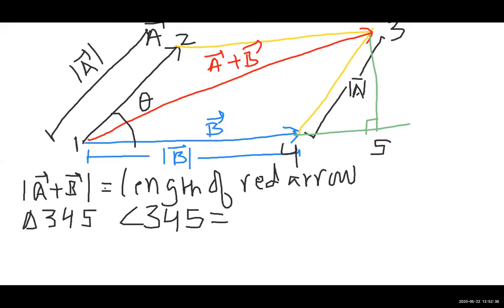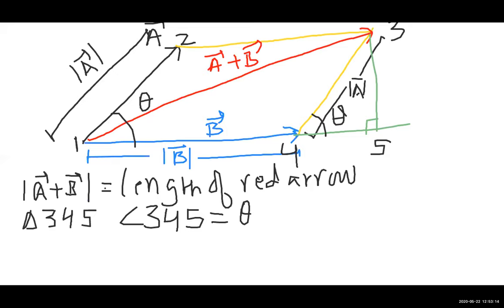This angle will be equal to theta. Corresponding angle hai. 2, 1, 5 jo angle hai, wahi angle 3, 4, 5 hai. Kyunki remember 1, 2, and 3, 4 are parallel to each other. And 1, 4, and 1, 5 or 1, 4, and 4, 5 are parallel to each other, right? So, sabne ye to padha hua hai na sabne. So ye wala angle hai theta. Okay.